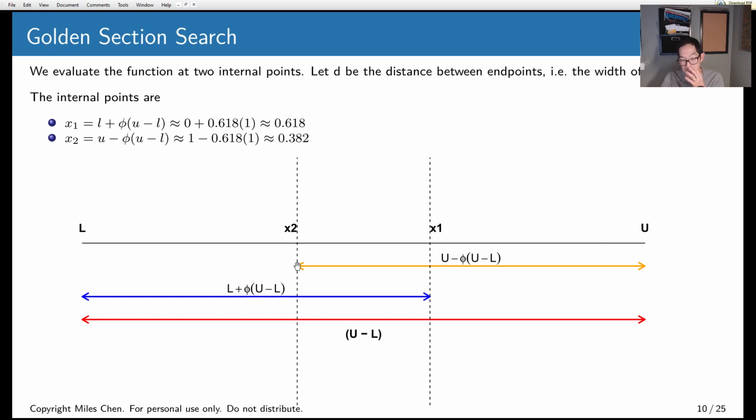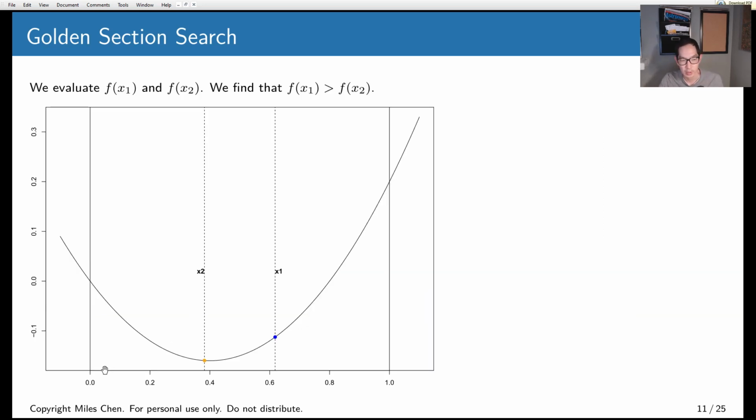So those are going to be my two locations. So here, if my left-hand side is 0 and my right-hand side is 1, my x1 is 0.618 of the way, so I'm at 0.618. And then here I'm 0.618 of the way on the way down to 0, so I'm at 0.382. So I'm going to evaluate 0.618 and 0.382. That's going to be my values for x1 and x2. And so what I do is I calculate the value of the function at 0.618. That's going to be f of x1. And I calculate the value of the function at 0.382, f of x2.